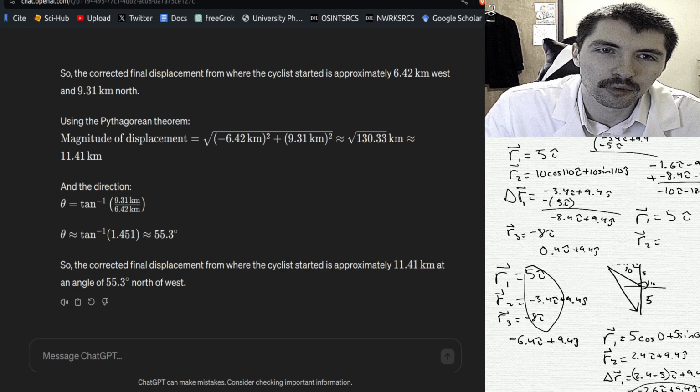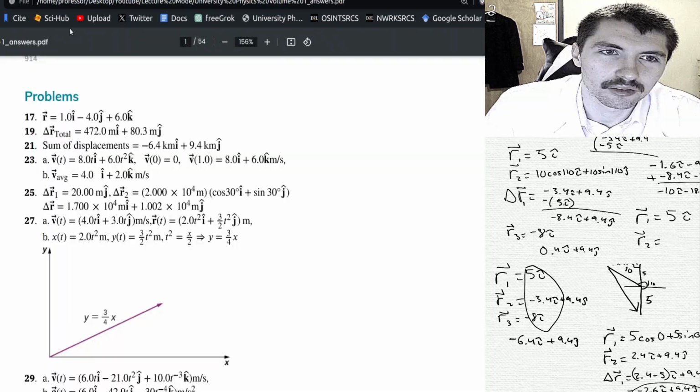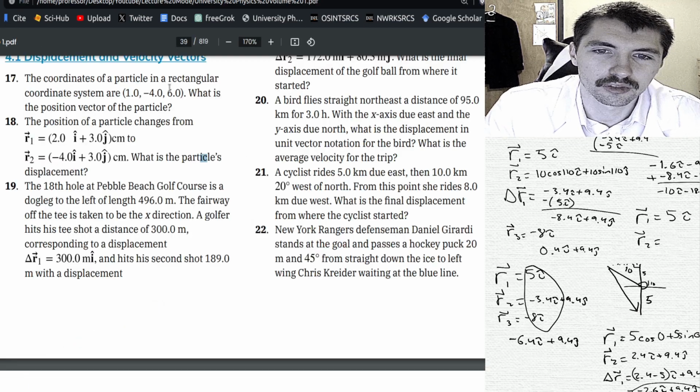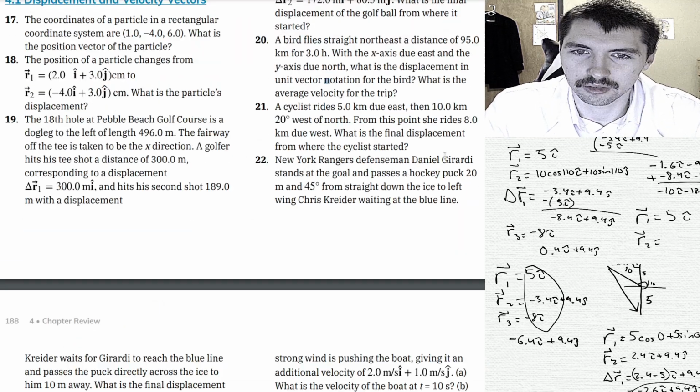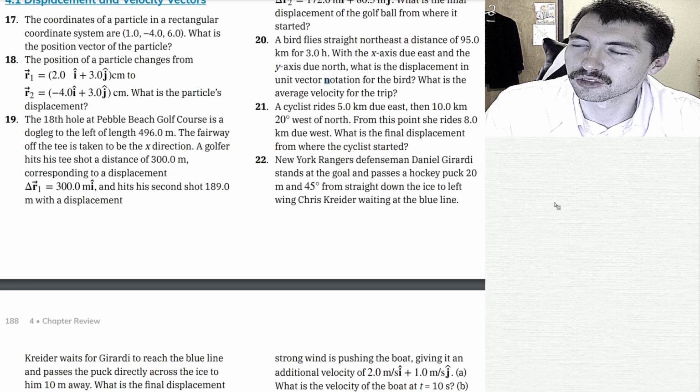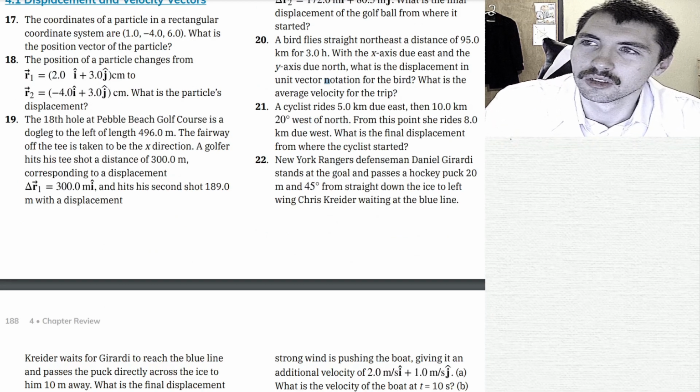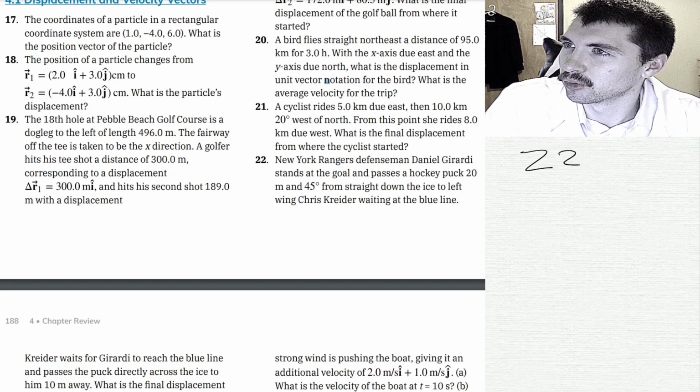It's like, how do they want, okay, so, yeah. The book was expecting just unit vectors. So, yeah. Language model is doing a little bit extra there, I guess. 22.